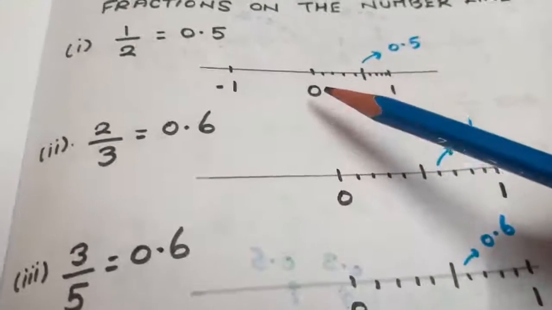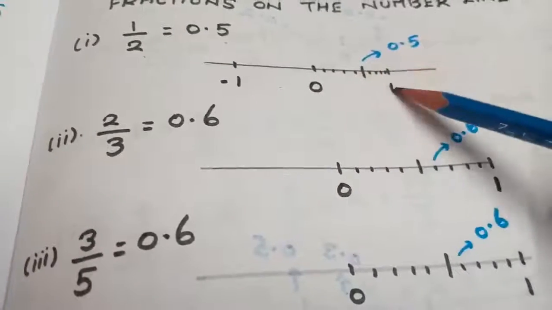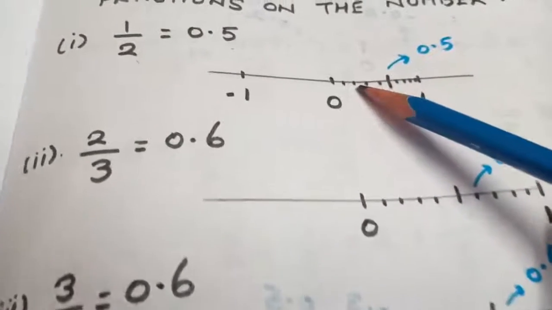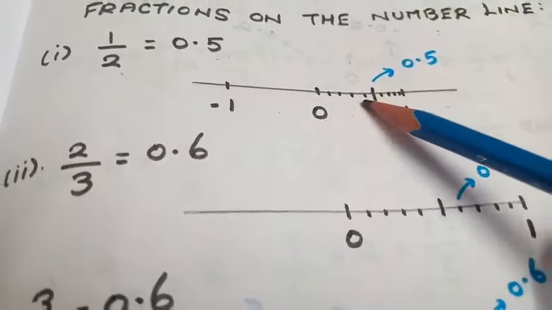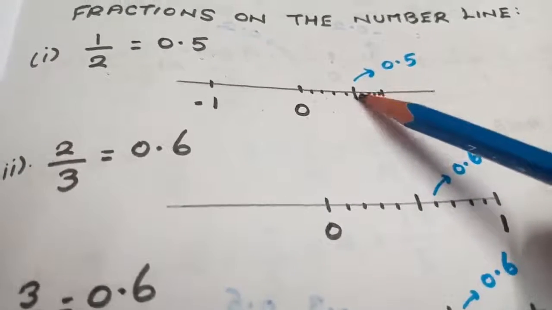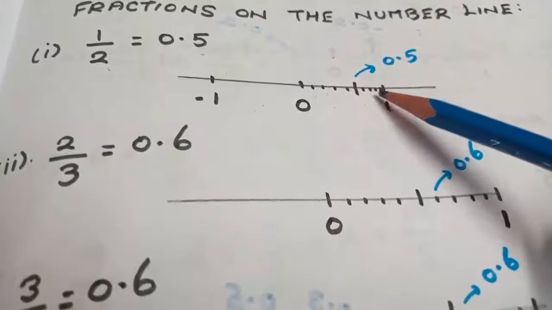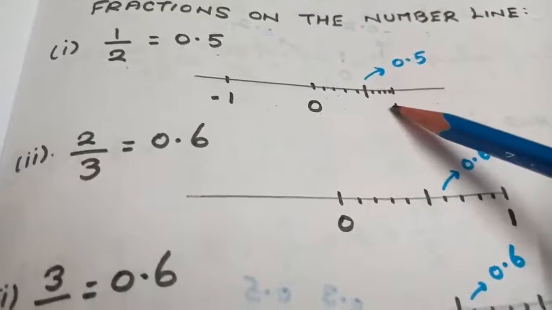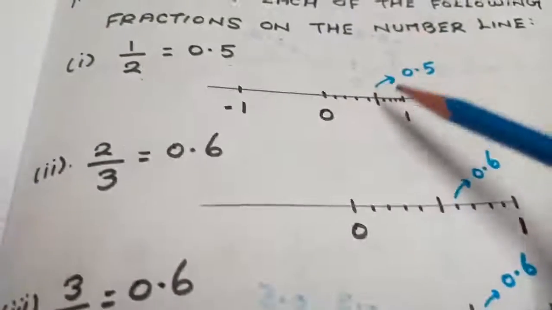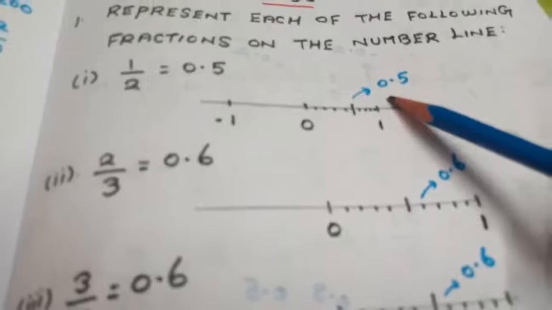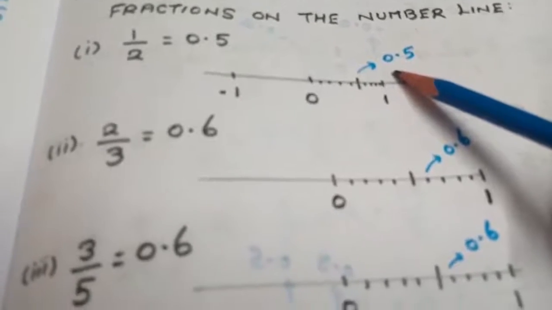If you see a normal scale from 0 to 1, you will have the lines in this way: 0.1, 0.2, 0.3, 0.4 and 0.5 will be a little bit larger, then 0.6, 0.7, 0.8, 0.9, and instead of 0.10 you will come to the number 1. So 0.5 you will mark in this position, and you have to be very careful whether it is going to be positive or negative.